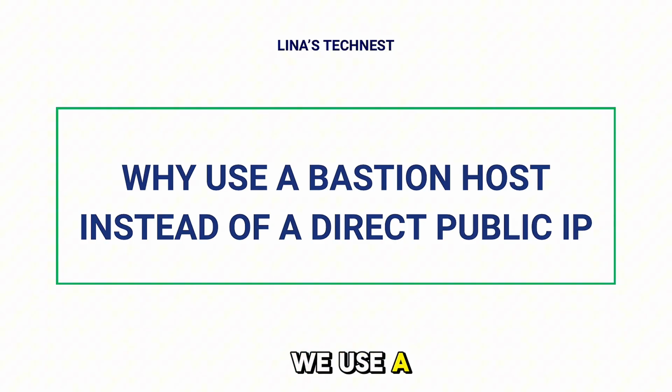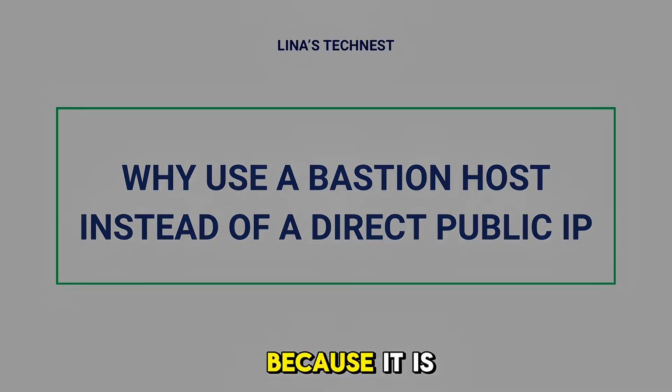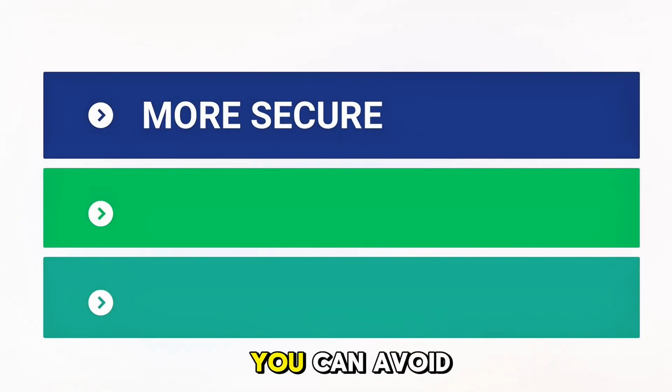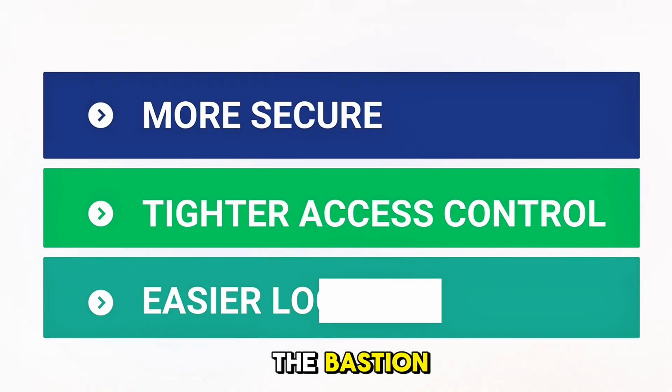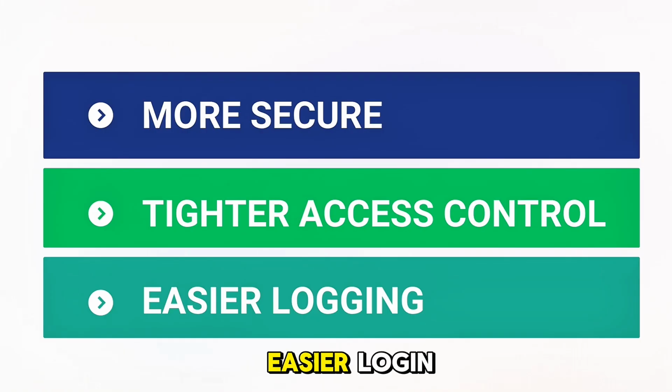Why do we use a Bastion host instead of a direct public IP? Because it is more secure. You can avoid exposing private instances to the internet. It has tighter access control, as security groups can restrict SSH access to only the Bastion. And lastly, it's easier logging. You can monitor and control all SSH access through a single entry point.